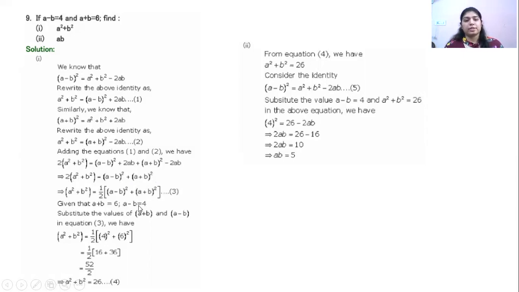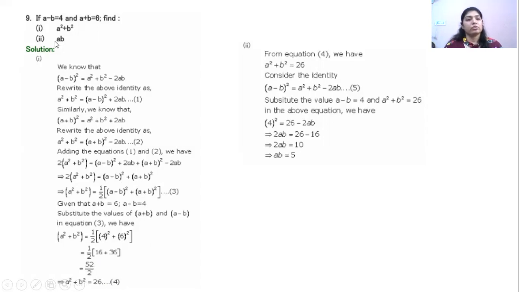a plus b is 6, a minus b is 4. So 6 square is 36, 4 square is 16. And 16 plus 36 is 52. When this 2 comes to this side, it divides the given expression. And 52 divided by 2 gives you 26. So a square plus b square is equal to 26.